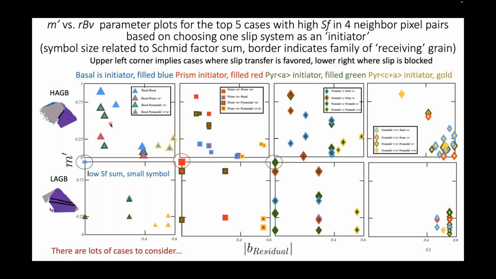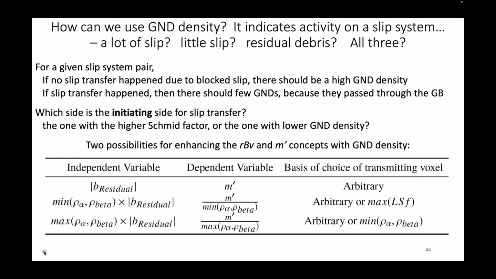And we got a hell of a lot of data to do that with. And furthermore, we haven't even considered the impact of the GND density. So how do we use the GND density to help inform us about the likelihood of slip or slip transfer? Well, does GND density indicate activity on a slip system? Does it indicate a lot of slip or a little slip, or is it representing residual debris or some mixture of all three of these things?